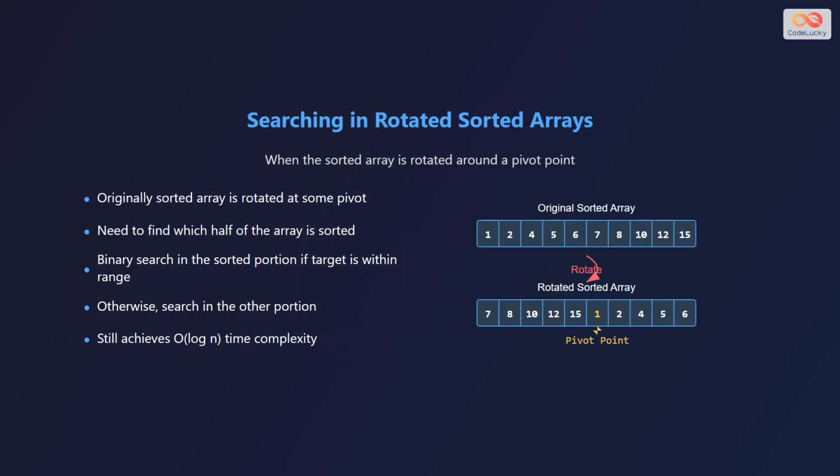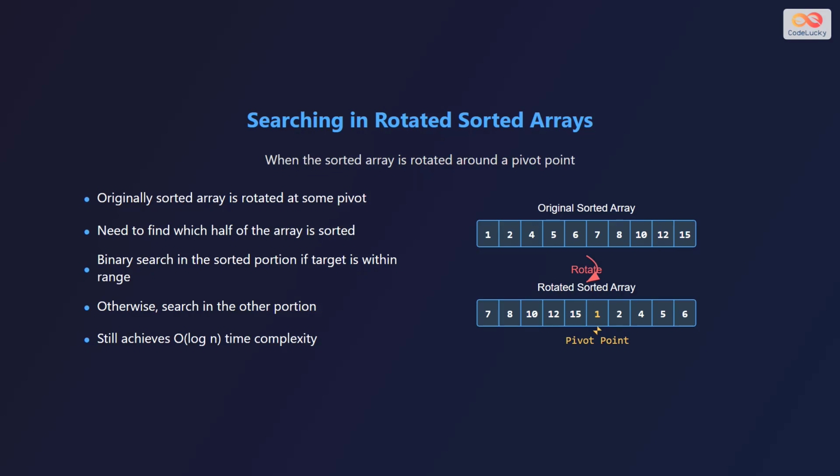Now let's tackle the problem of searching in a rotated sorted array. In this scenario, an array that was originally sorted has been rotated by some number of positions around a pivot. The challenge is to find a target value in this array efficiently. The standard binary search cannot be directly applied because the array is not fully sorted.